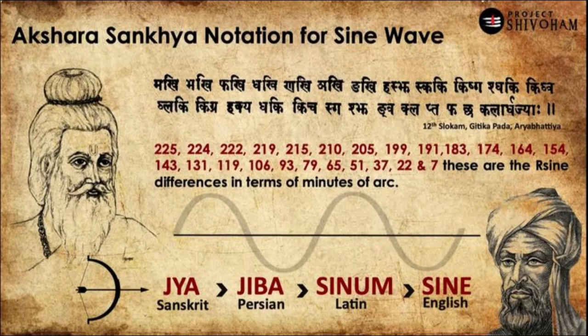The important fact is that the word sine, basically sine value, it is a wave function. Value of a wave. So the value ranging from -1 to 1. So the R sine function has been given in the 12th shloka of Gitika Pada, Aryabhatiya. Let me emphasize on this name, sine. It was originally called Jia in Sanskrit.